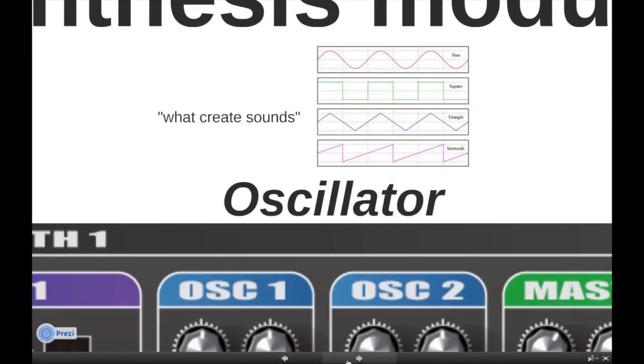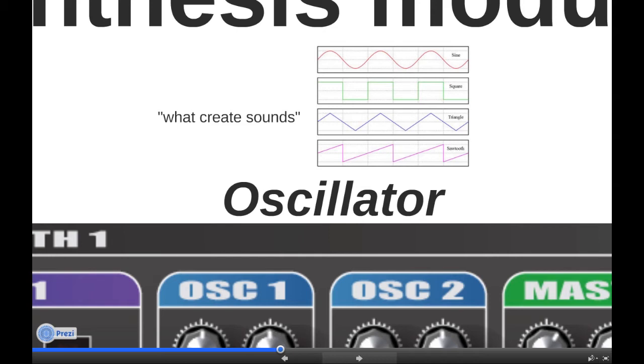Oscillators are what create sounds. The sound can be bright or dull depending on the waveform. The fundamental waveforms we have here are the sine wave, the square wave, the triangle wave, and the sawtooth wave.